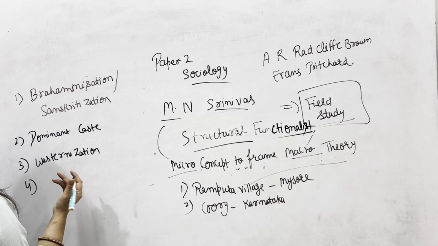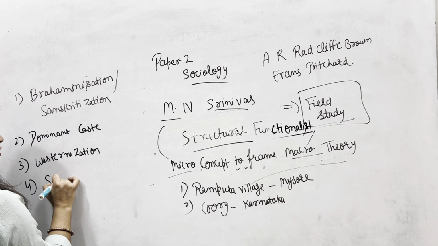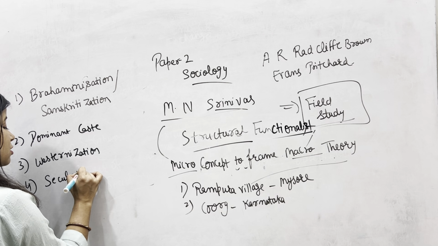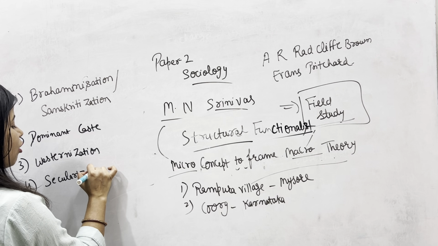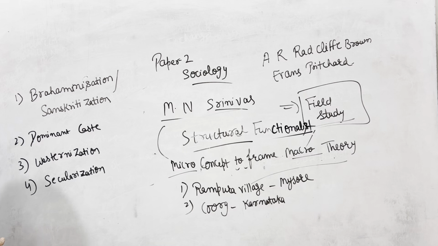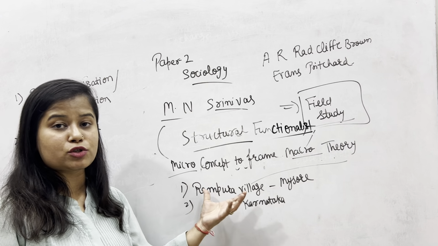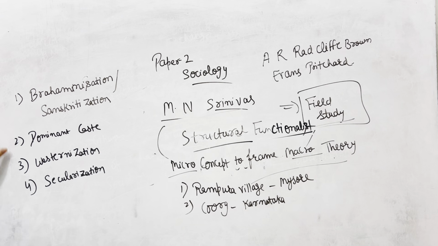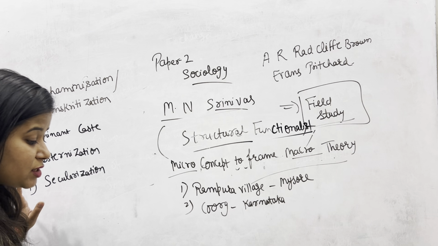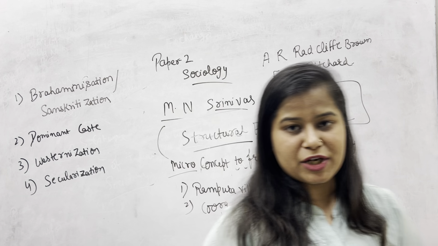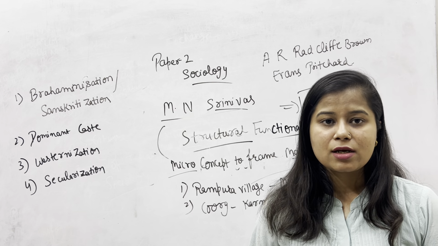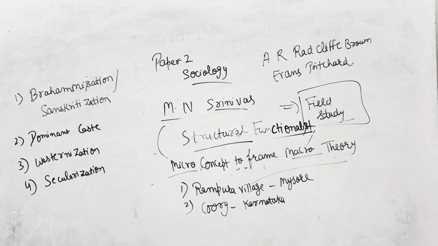And the other concept that we can see is secularization. So on the basis of studying the micro concept of the society, he made certain macro theories, and these are some of the examples of his theory or the concept that he mentioned or studied. Right? So we'll discuss all these concepts given by M.N Srinivas one by one.